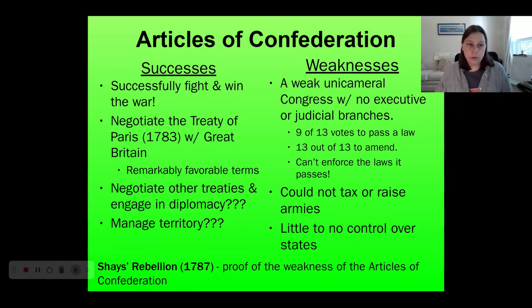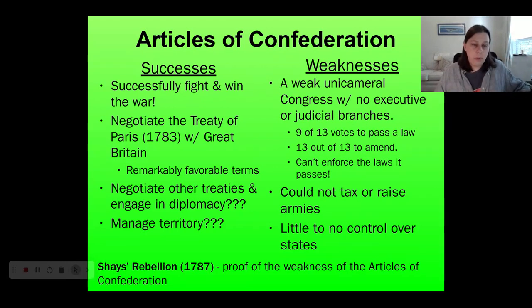It's not strong enough to control the states. We have all sorts of problems where states are declaring war on each other because they're trying to tax each other. If you remember that whole thing with New York and New Jersey, they have no executive, there's no courts. There's just the state courts, right? There's no federal courts. They cannot tax. They cannot raise an army, and the states are kind of running amok.